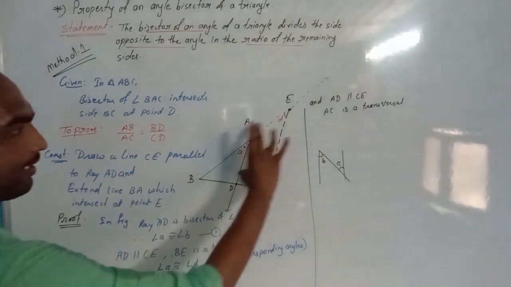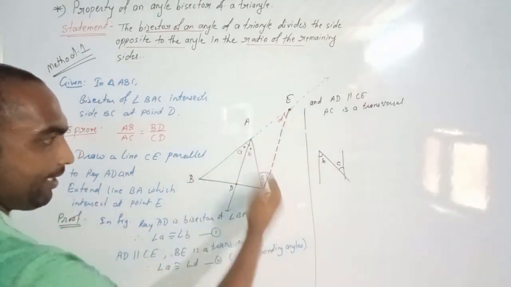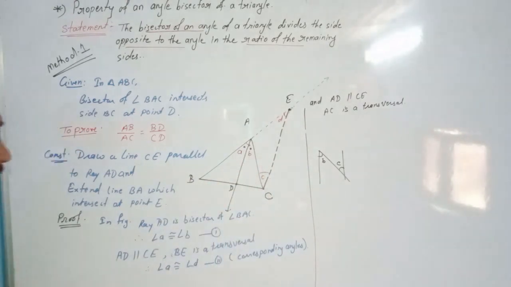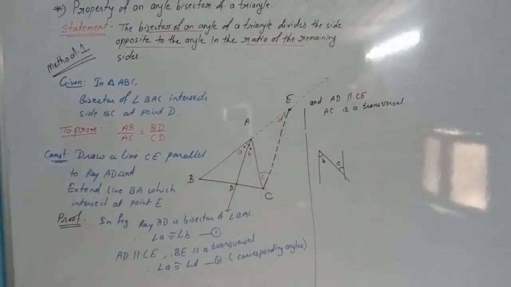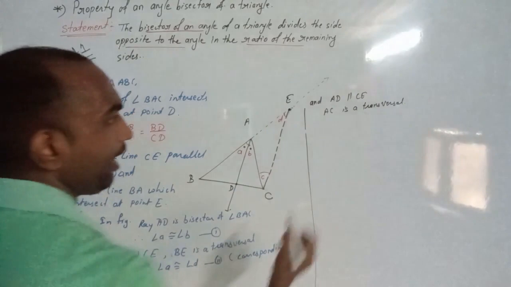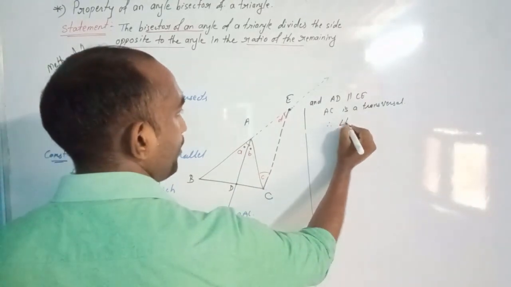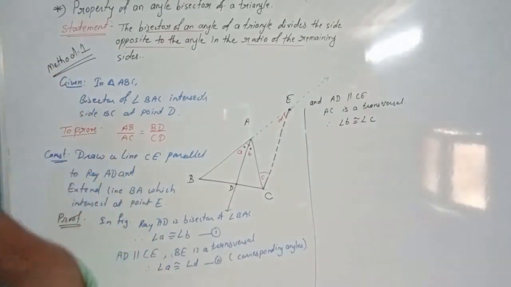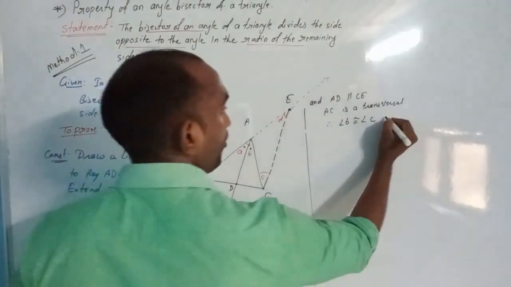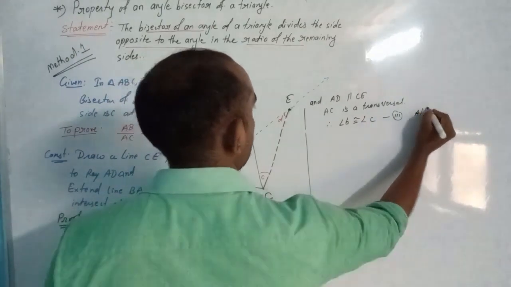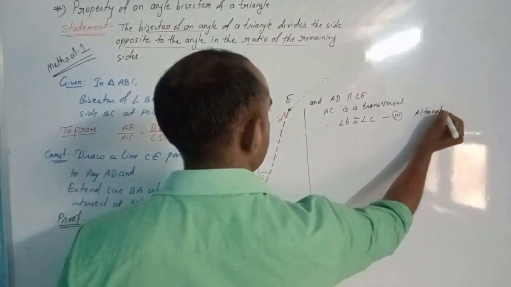So in that, AC is parallel to CE and AC is a transversal. So angle B and angle C have some relation. That relation we call an alternate angle. So alternate angles are always congruent. So we can write that angle B is congruent to angle C. That is point number 3, and this is by alternate angles.